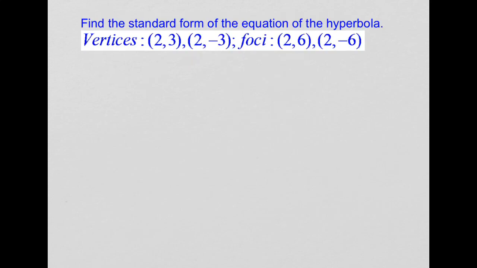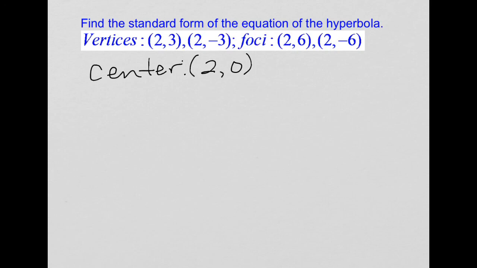Okay, as we look at the information here, we're trying to find the standard form of the equation of the hyperbola, with our vertices at 2, 3, 2, negative 3, our foci at 2, 6, and 2, negative 6. We notice it's the y's that are changing this time, so we're going to have a vertical hyperbola. Now, we know that the center is going to be halfway between the two vertices. So my center is going to be at 2, 0. Okay, like we said, it is the y's that are changing, so it is a vertical.